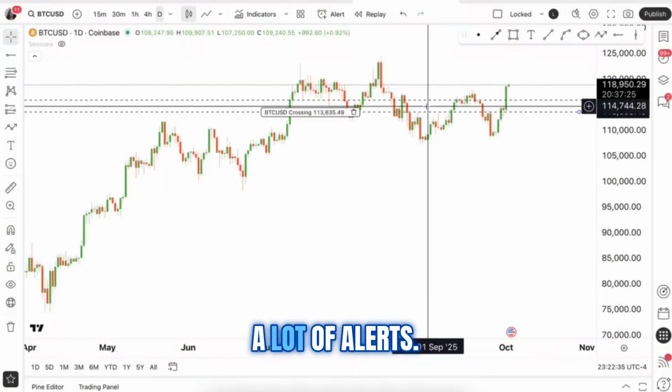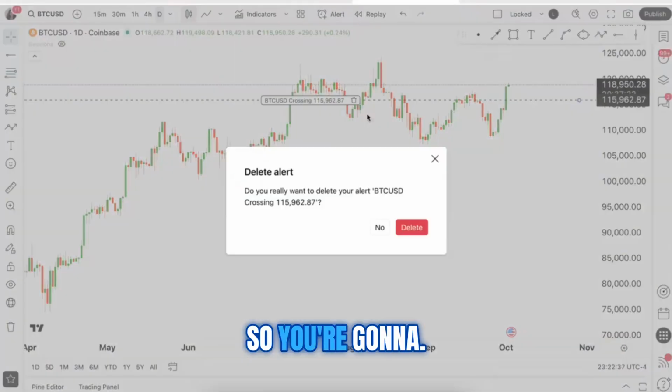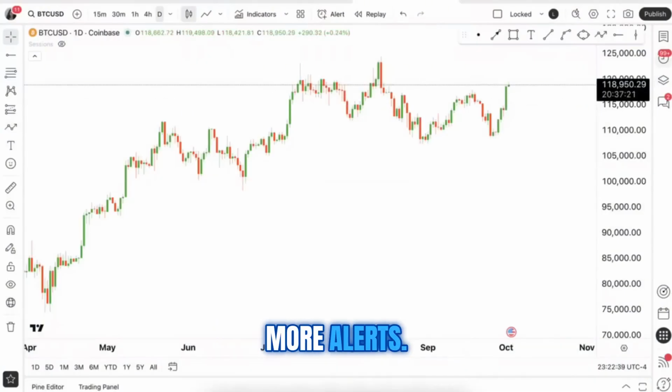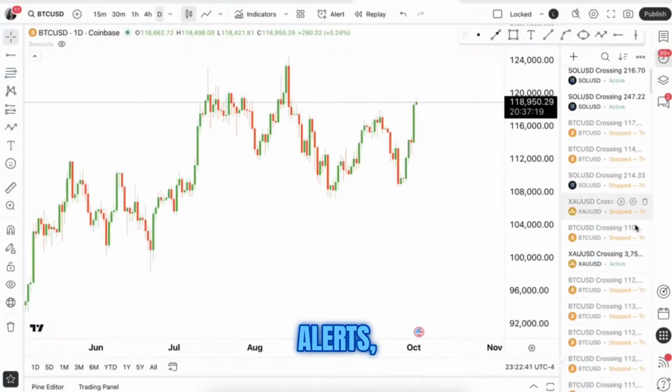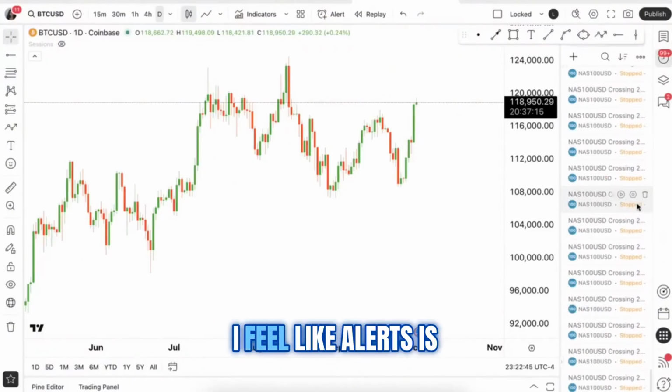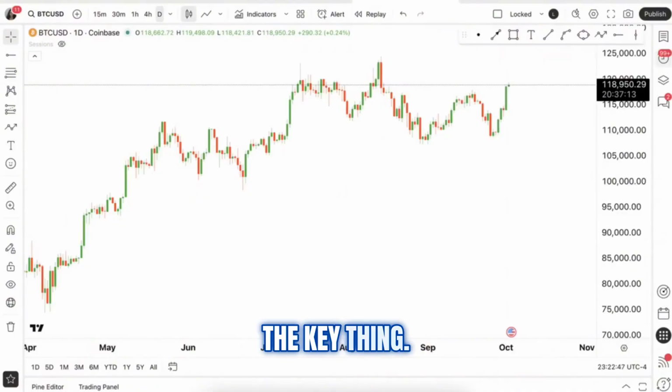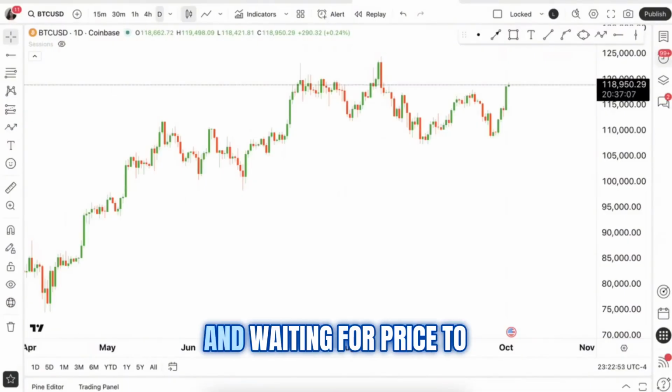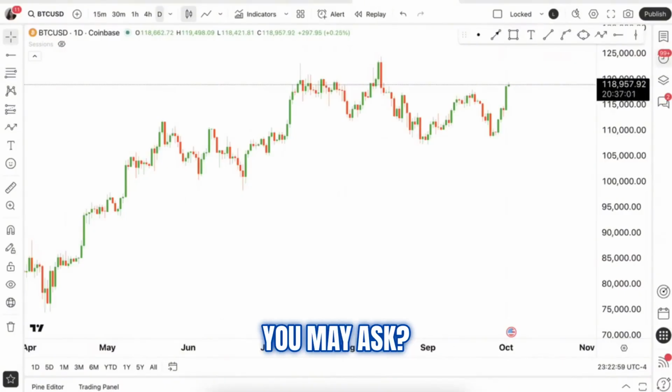I set up a lot of alerts, so you're gonna see way more alerts. Like look at this, 99 plus alerts. On everything I do, I feel like alerts are the key thing that's kept me this far. It's setting a lot of alerts, walking away from the charts and waiting for price to hit those levels that I'm looking for. So, what are those levels that I'm looking for, you may ask?